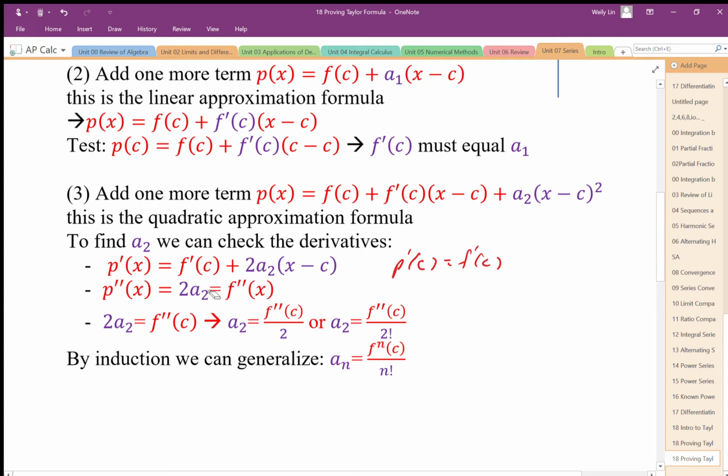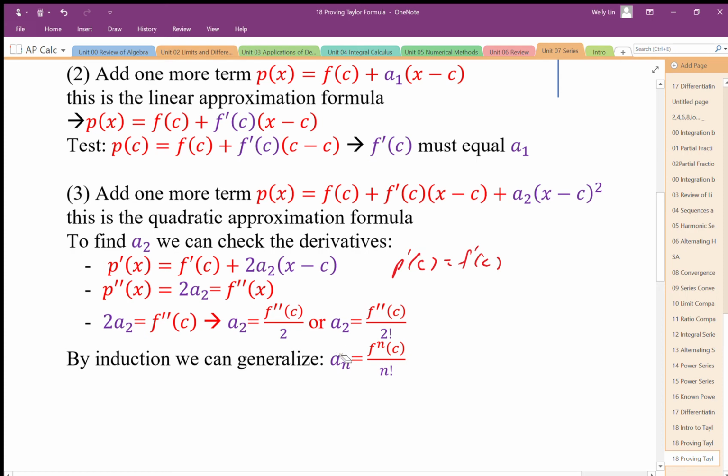Well, if this is my f double prime, and we know that's true at point c, then I can rearrange this to make an expression for a2. My a2 expression looks like this: f double prime c over 2 equals my a2. Or I'm actually going to make a jump here and just say it's not over 2, it's actually over 2 factorial. And then by induction, I can generalize this for an.